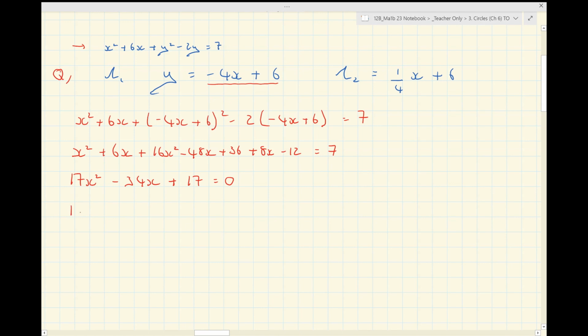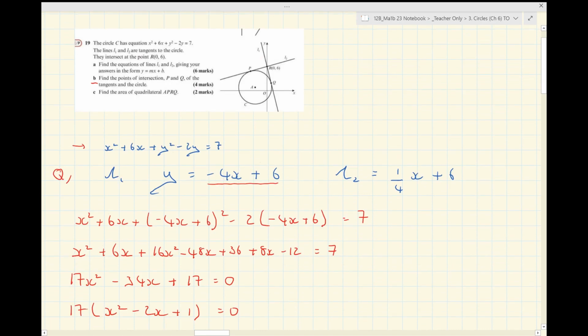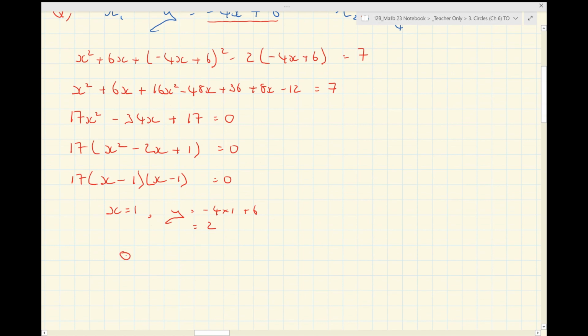Okay, let's see if we can solve this equation. 17 times x squared minus 2x plus 1. Look at that, 17 times (x minus 1) times (x minus 1). There's only one solution. Well, we knew there was, and that is when x equals 1. And when x equals 1, y is minus 4 times 1 plus 6, so y is 2. The point Q, that is, is going to be at (1, 2).